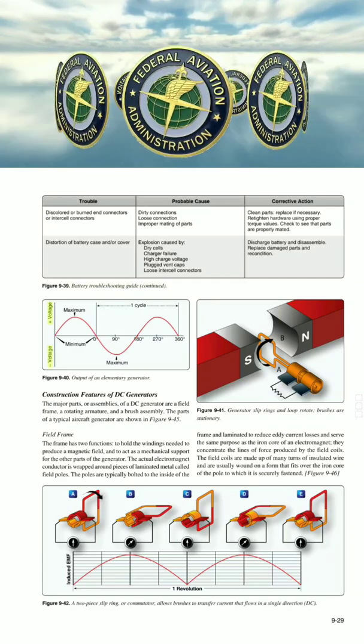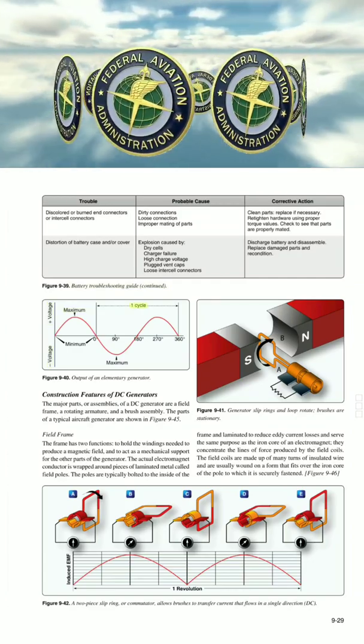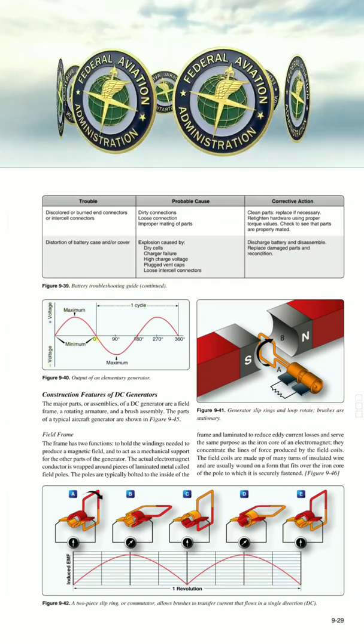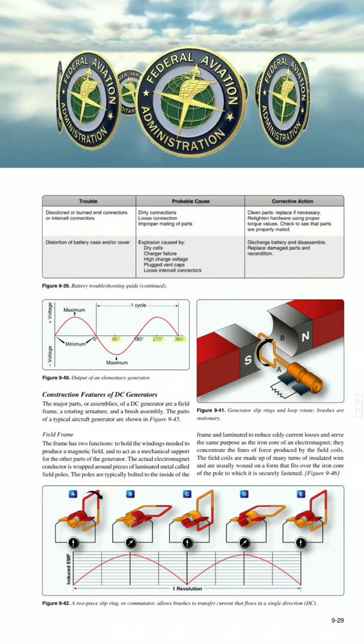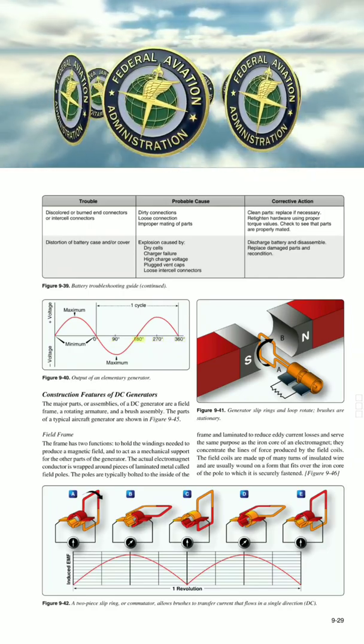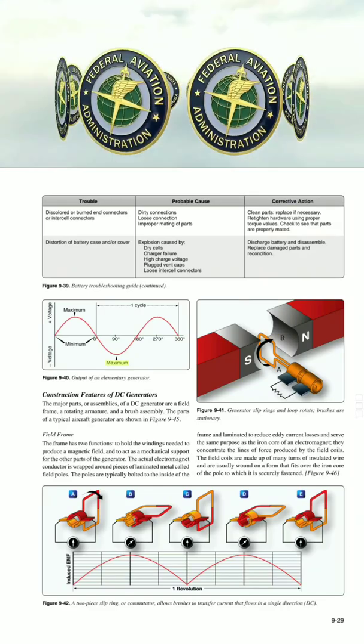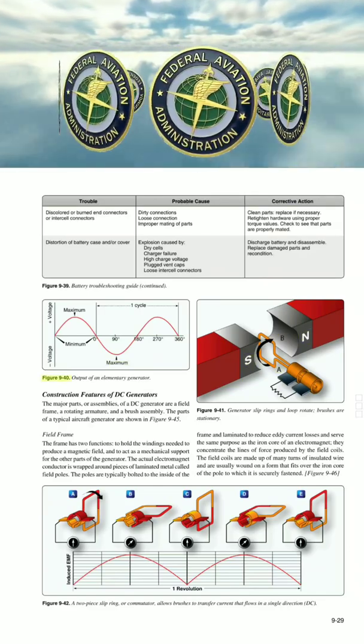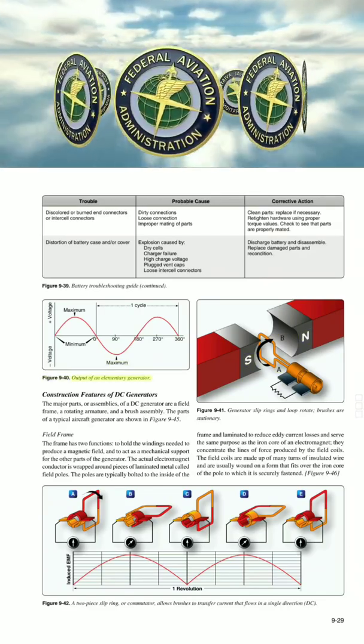Continued. Voltage, plus voltage, maximum. One cycle. Minimum. 0 degrees, 90 degrees, 180 degrees, 270 degrees, 360 degrees. Figure 9-40. Output of an elementary generator.